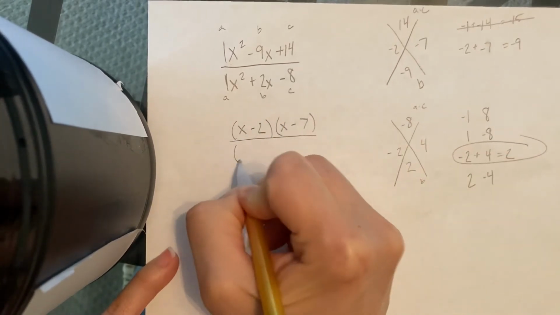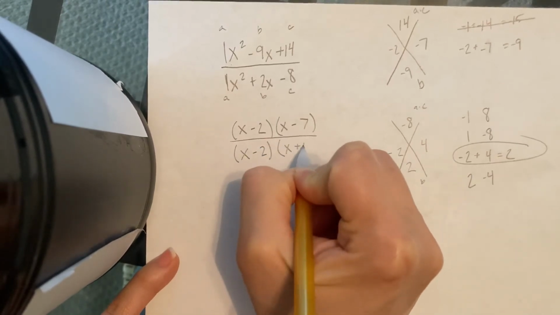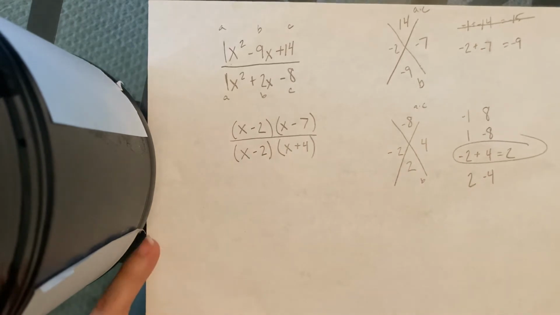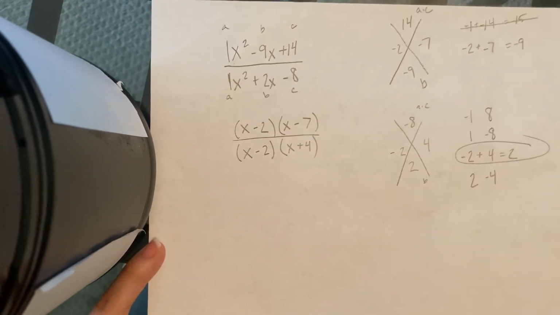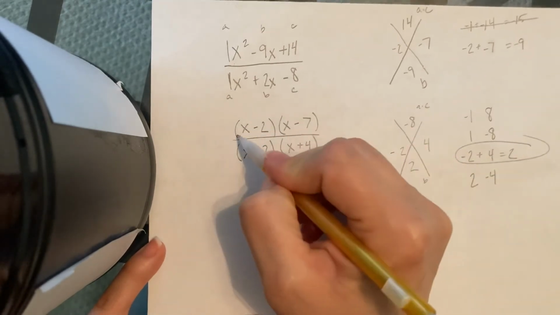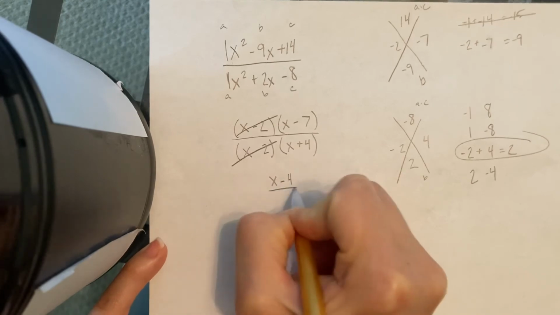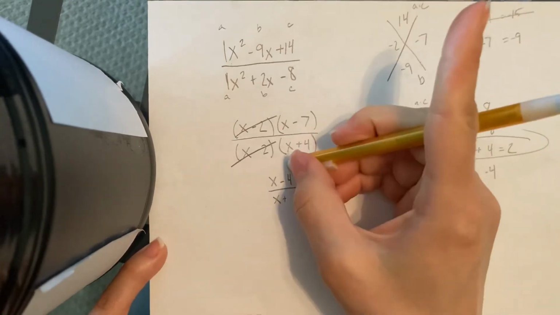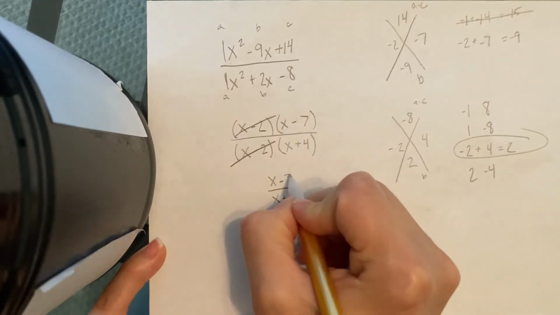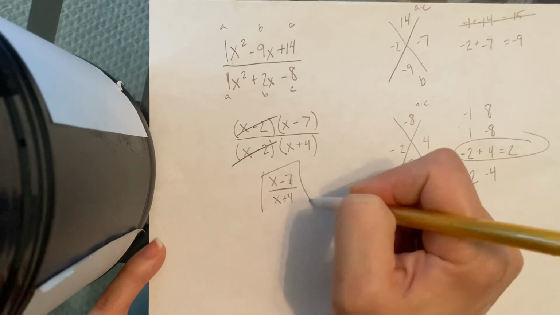So now I can rewrite the bottom as x minus 2, x plus 4. Now that you have both factored, you can look to see what's common on top and bottom. We'll both have an x minus 2. So this factors to x minus 7. Oops, wrote the wrong number there. X minus 7 over x plus 4 is your final answer.